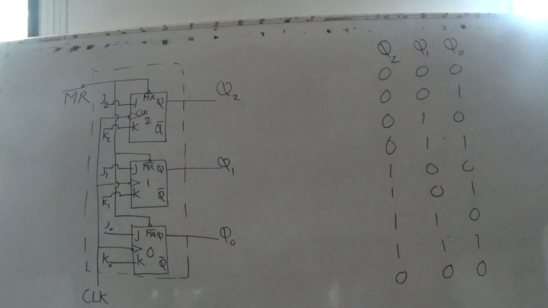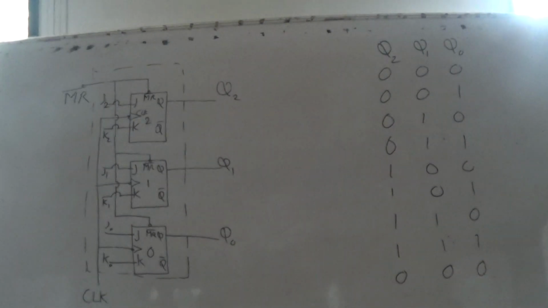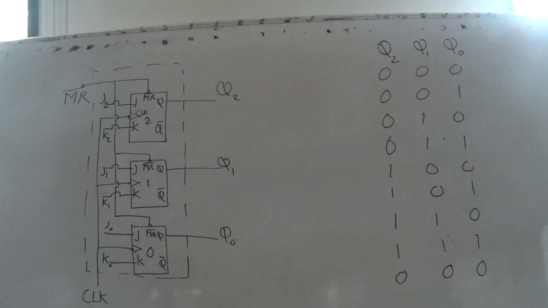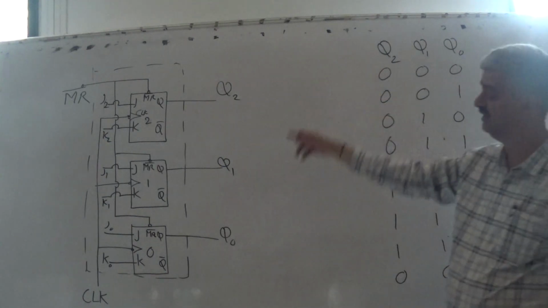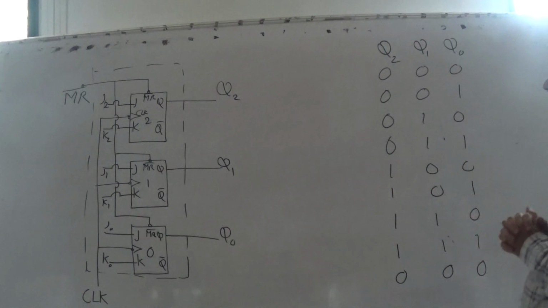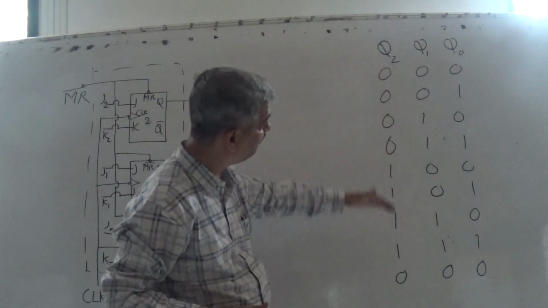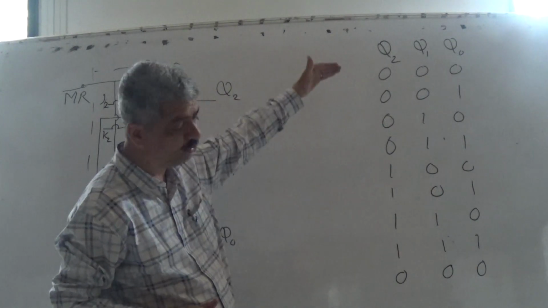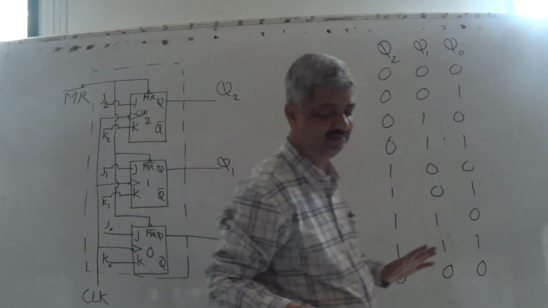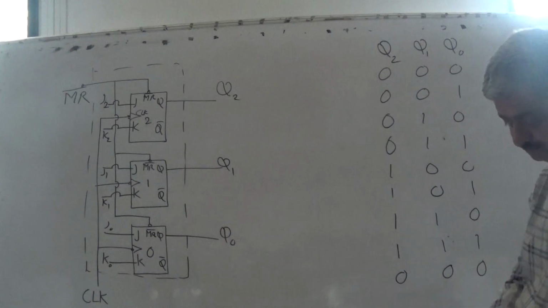So what we want is, we simply want that the required operation should be observed on these outputs Q2, Q1, Q0. Now for this, I should simply go through the pattern of Q2, Q1, Q0. What is the pattern? I observe very clearly.